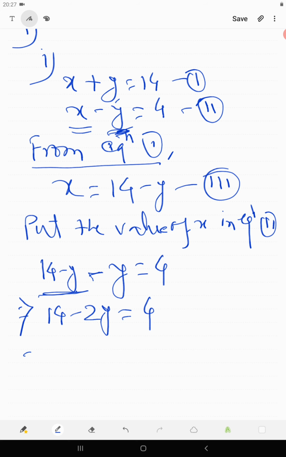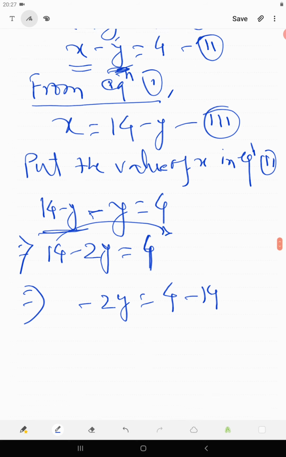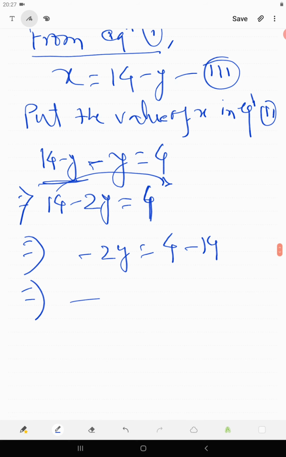Okay, so this simplifies. Now we need to take 14 to the right hand side. Why? Because there is already a number over there. So we need to take the constant term towards the right hand side. So minus 2y will be as it is, 4 will be as it is. Now 14 is moving from left to right. Okay, so 14 is positive on the left, so it will become negative on the right. So minus 2y equals 4 minus 14.